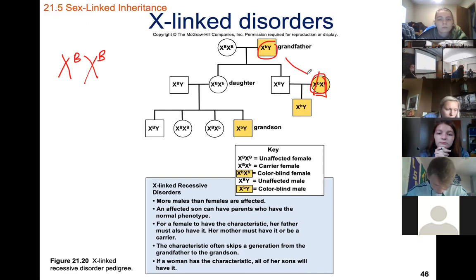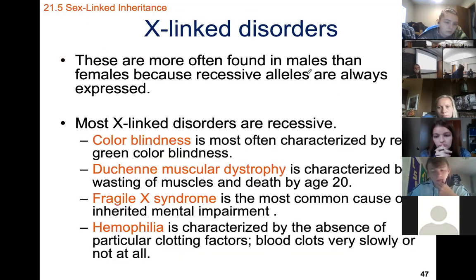A female gets one X chromosome from their mother and one X chromosome from their father. A male always gets their X chromosome from their mother, and they get their Y chromosome from their father. And of course, the words mother and father are subjective.